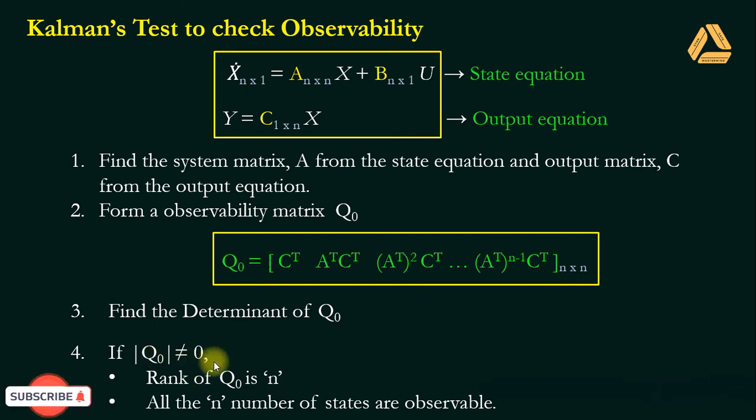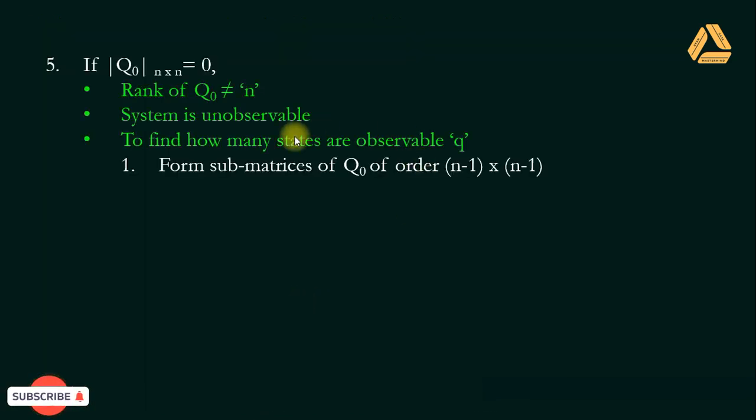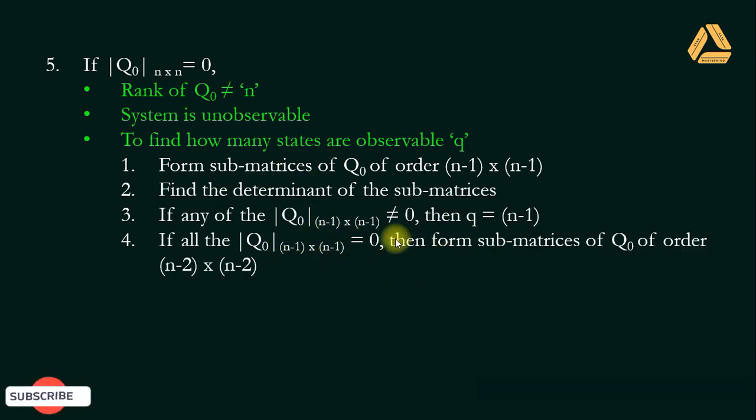And if the determinant is equal to 0, what shall we do? We have to form the submatrices to find the remaining number of states which is observable. We have proved that if the determinant is equal to 0, one of the states is unobservable, and for checking whether the remaining states are observable or not, we have to form the submatrix and find the determinant for each submatrix. And if it is not equal to 0, you can see that the remaining number of states are observable.